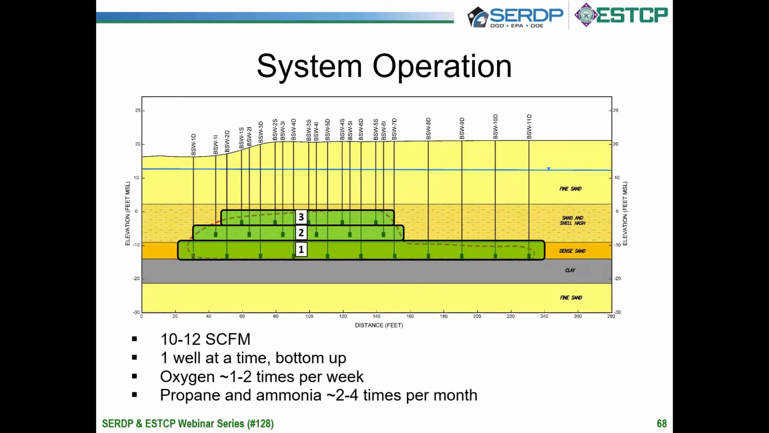So when we operated the system, we sparged 1 well at a time, starting with the bottom wells and working our way up. We sparged at 10 to 12 CFM, and for about 5 minutes at each well. And we did oxygen 1 to 2 times per week, and propane and ammonia was sparged mixed with nitrogen approximately 2 to 4 times per month.